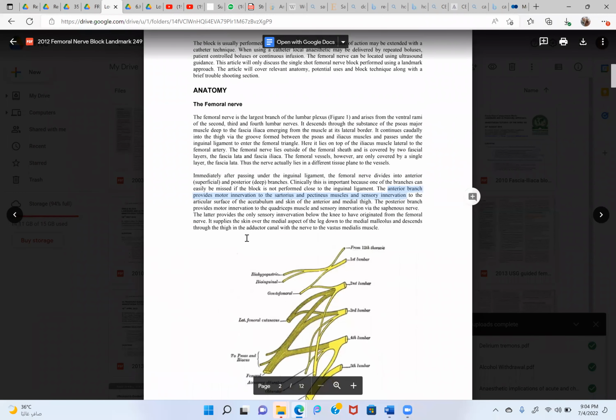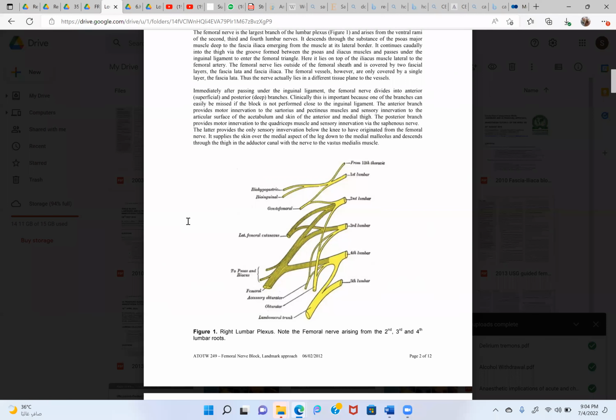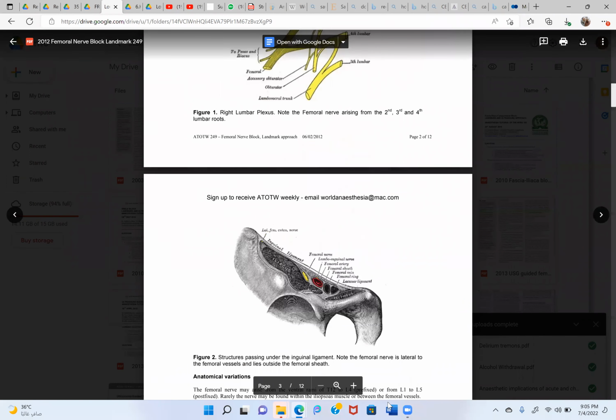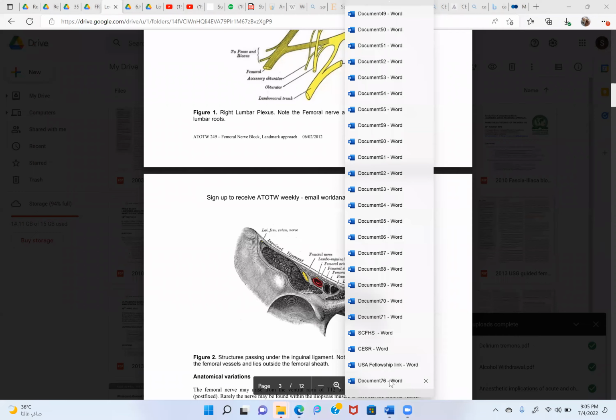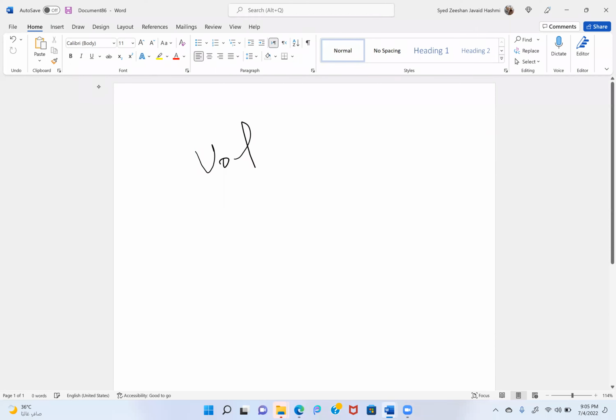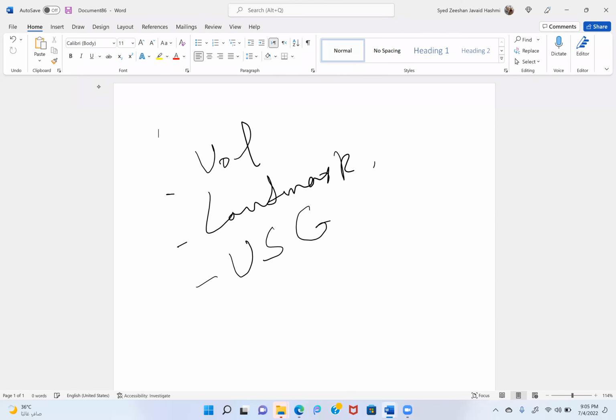Actually, whenever they are performing, they are asking the question, what are the things which you should be knowing about performing a block? In addition to the safety, you should be knowing the volume of the drug you are giving. What is the landmark? And nowadays, if you are doing it with ultrasound, how to identify the femoral nerve under ultrasound? What is the arrangement?